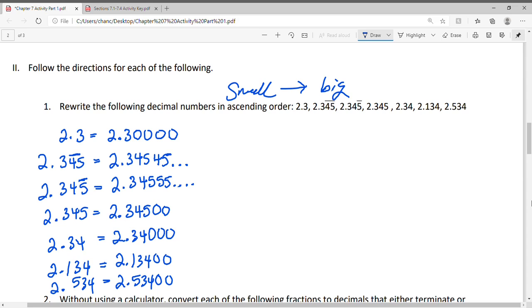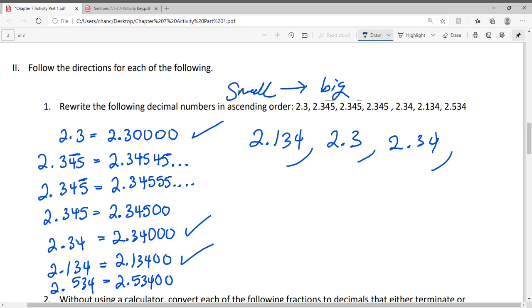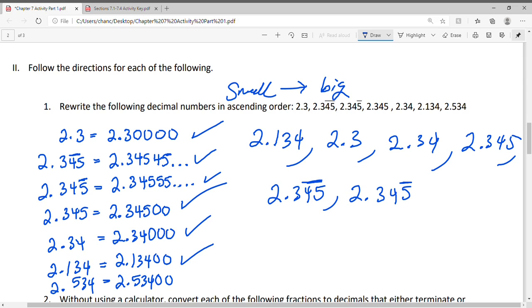Now we can rewrite the following from smallest to biggest. The smallest number here is this number, so we'll write 2.134 first. The next smallest number is 2.3. The next number is 2.34. Then we have 2.345. Then we have 2.345 bar, followed by 2.345 bar. And the largest number is 2.534. So this is our arrangement in ascending order.